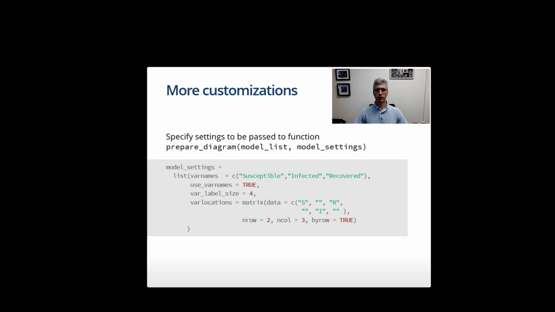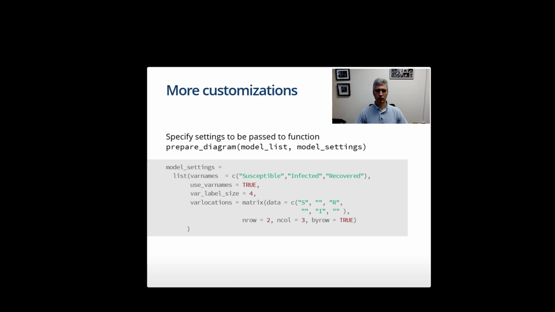Another way you can do modifications is that the prepare_diagram function also allows for an optional argument. And in this you can define settings that also change the look of the diagram. Currently implemented, you can specify the names of the variables and if you want to use them. And then a very important one is this matrix, var_locations. With this you can arrange the boxes, the variables, on a grid.